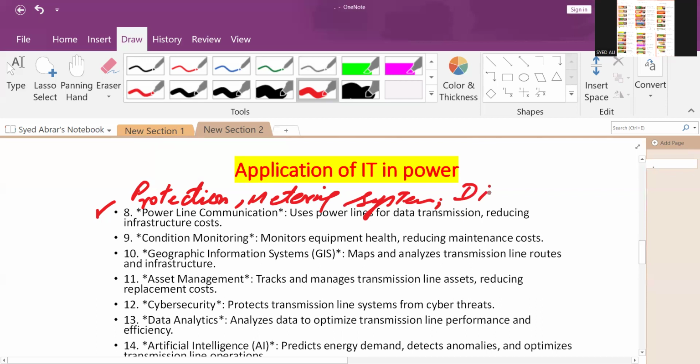In protection, especially the distance relay, you can see my lectures on the distance protection, and you will notice there are lectures about this. So condition monitoring, health, that is again related to the transformer and transmission line.